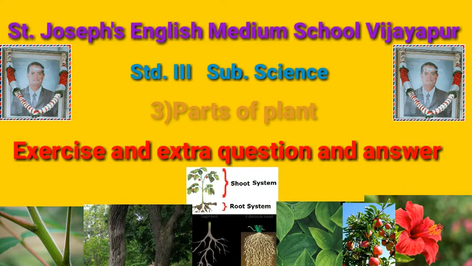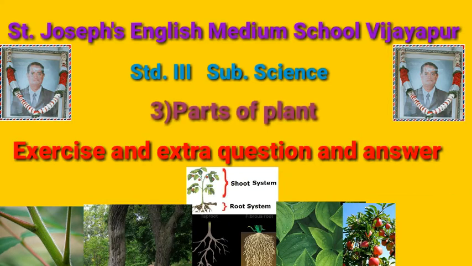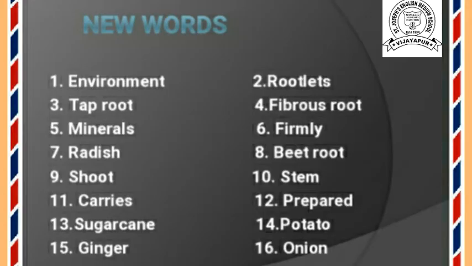So listen, children. First of all, the new words. First one, environment. Environment means the surroundings. Second one, rootlets. These rootlets, children, are present in the taproot, which are very small and arise from the main root. Third one is the taproot. It is one type of root. This taproot is very thick.